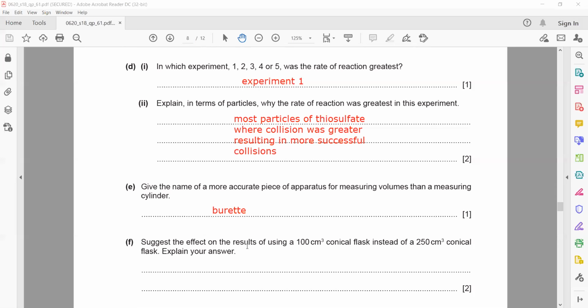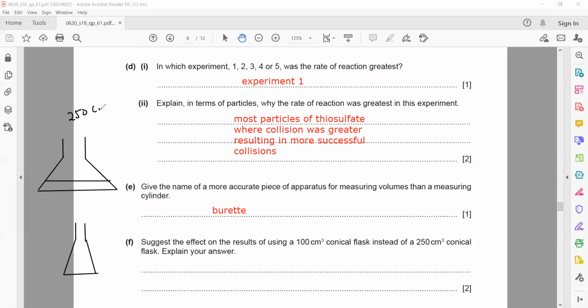Suggest the effect on the result of using a 100 cm cube conical flask instead of 250. Like we did the same thing. First we were having a 250 cm cube conical flask, but now with the same solution we are taking a 100 cm cube conical flask. As you can see, in 250 cm cube the solution will be more spread out. No, the volume is the same.